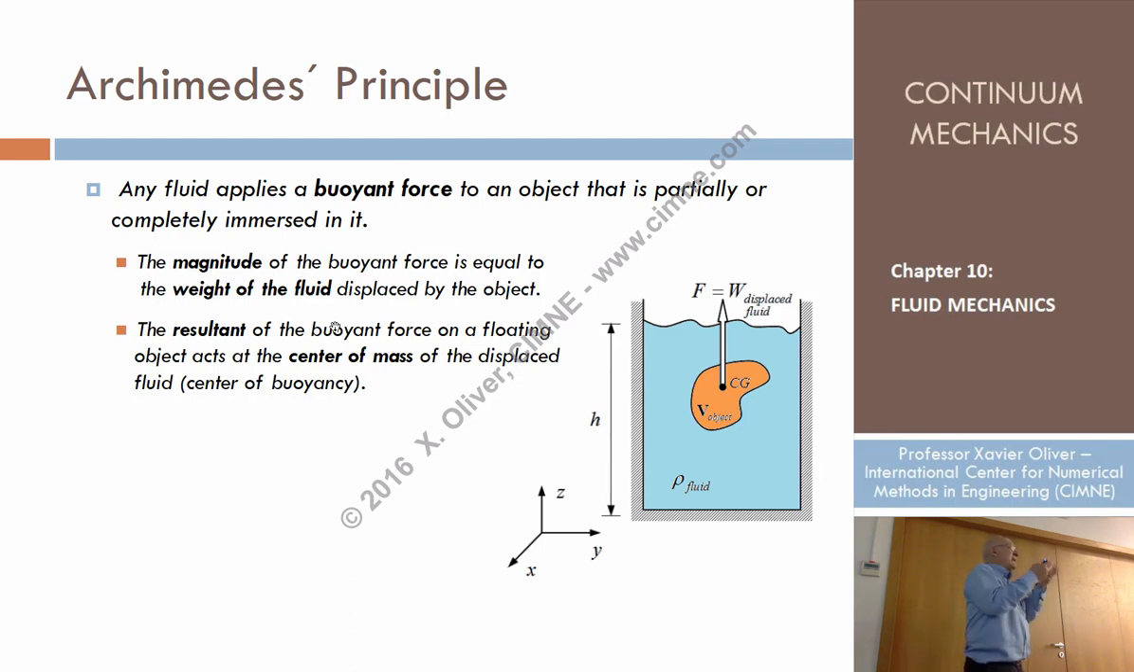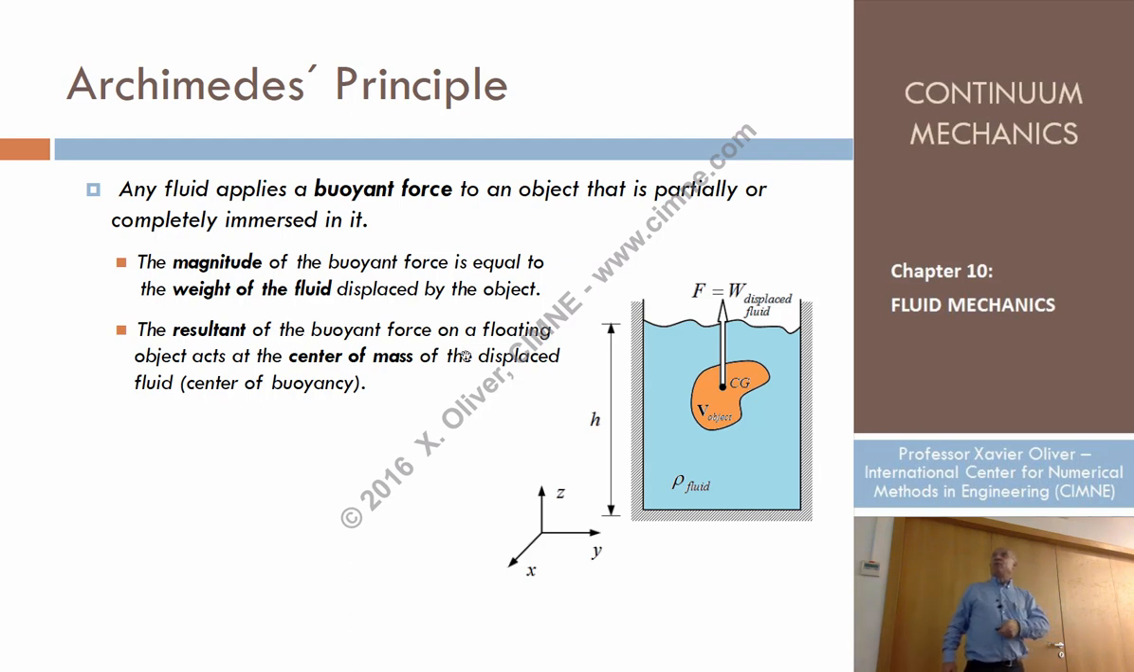Okay? And they didn't have at this time enough knowledge of mathematics and techniques to determine the volume of complex shapes like the crown. So what he did, he was taking a bath in the bathtub. That was the story, no? And then he realized that, imagine the bathtub was full of water, when he introduces something into the bathtub, some water is spilled out, displaced.